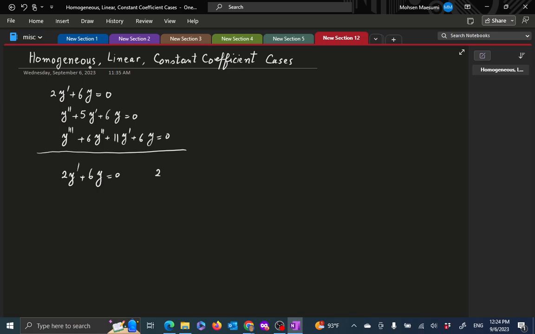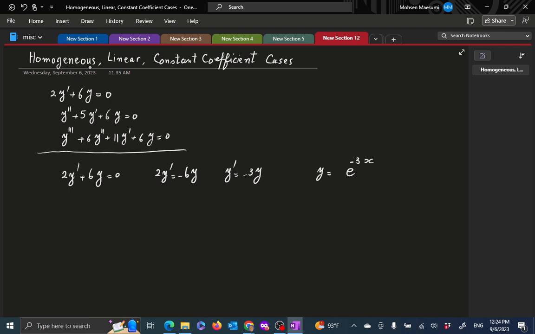If I write this as 2y prime is equal to minus 6y and simplify that as y prime is equal to minus 3y, I'm now looking for a function that when I differentiate it, it becomes whatever it was multiplied by minus 3. So I ask myself, what function do I remember from calculus that when I differentiate it, a certain multiple shows up in front of the answer? That function, of course, is the exponential of minus 3x.